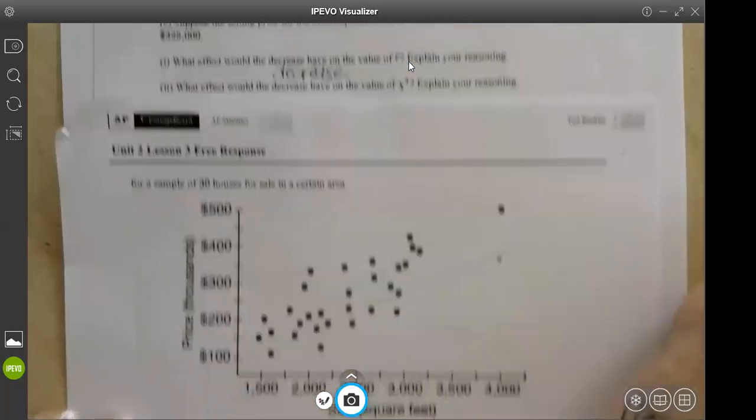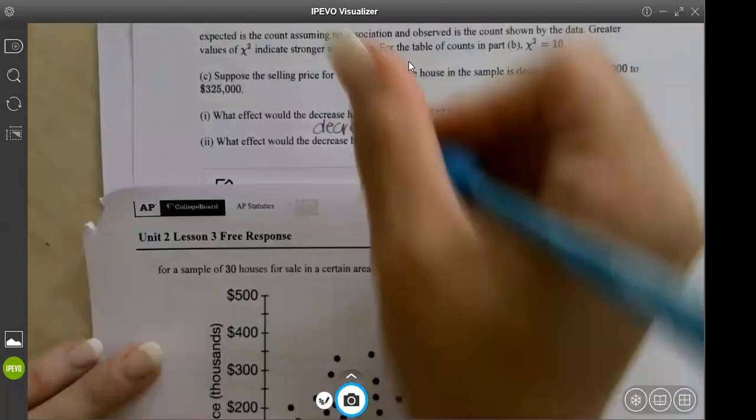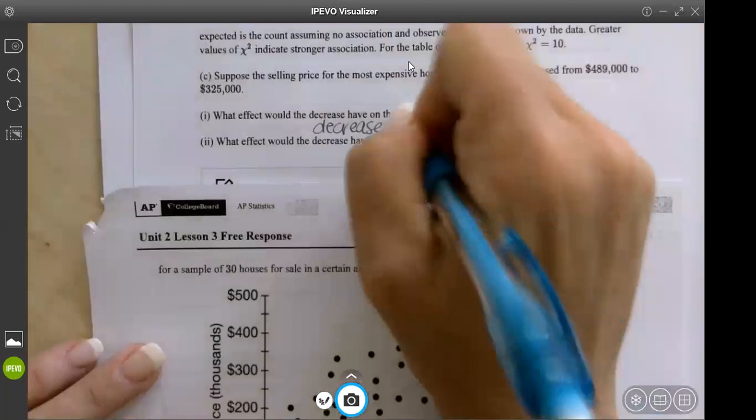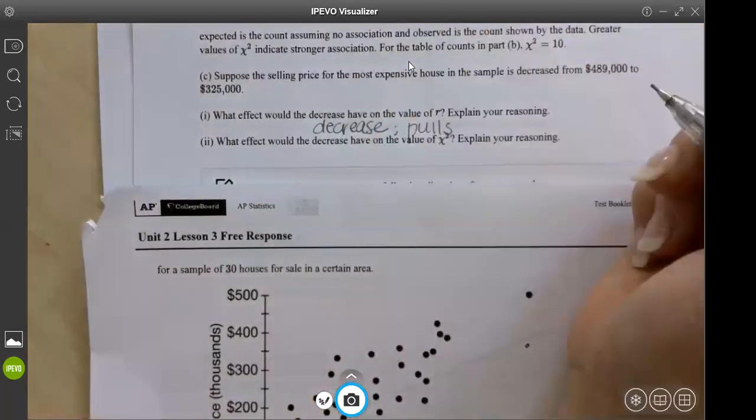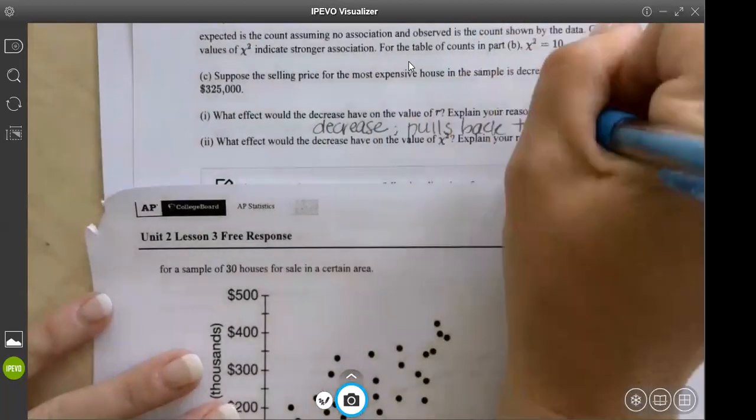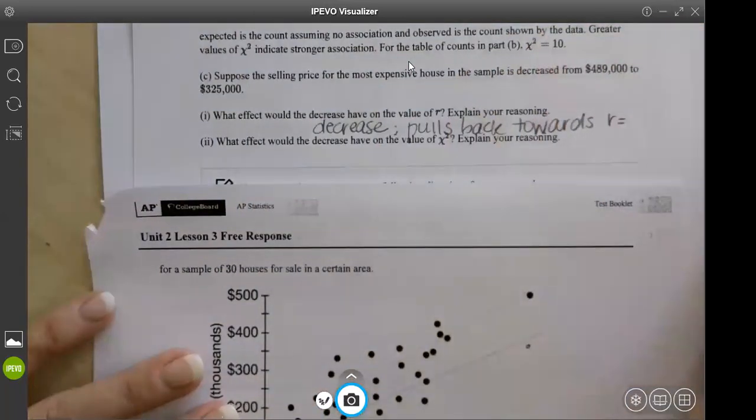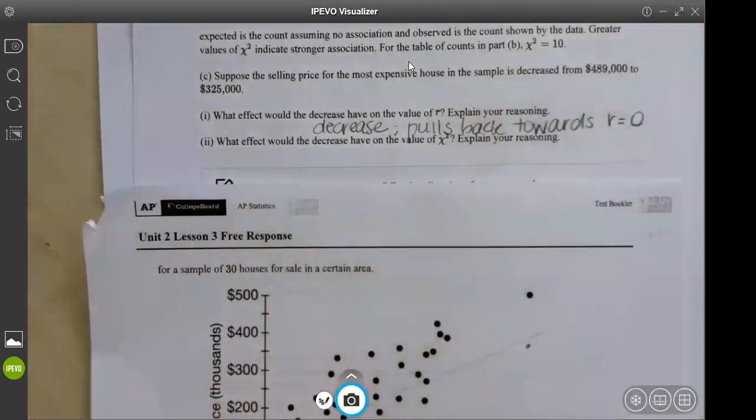And then why? Oh, my answer's up there. Sorry. It would decrease. Why? It pulls it back where we took the outlier out. Towards what? What's the littlest R that we can have? 0. That's the least association. Remember, as we get to the negatives, it gets stronger towards -1. It's just a negative association. All right. What effect would the decrease have on the value of chi-squared? And explain your reasoning. Think about it.